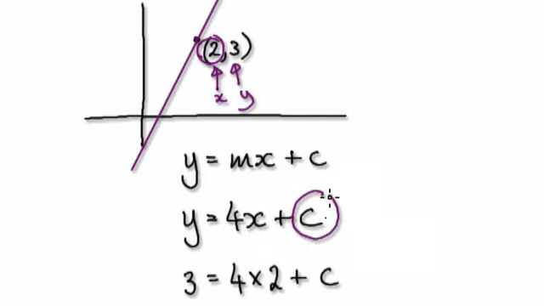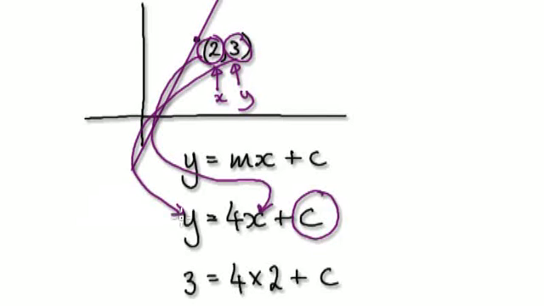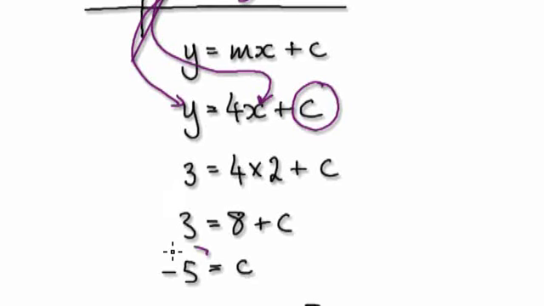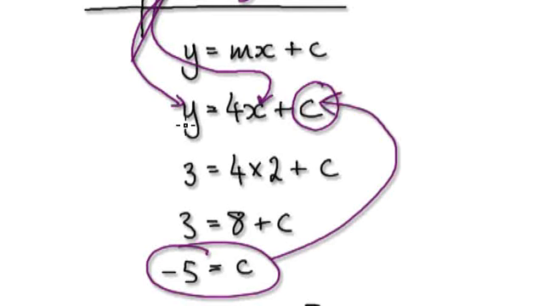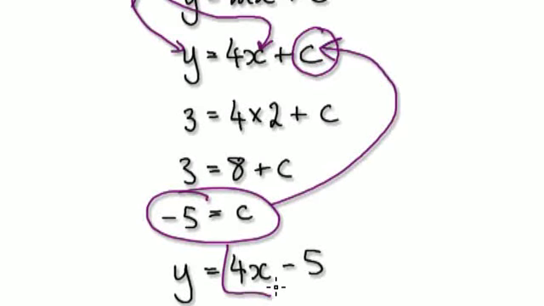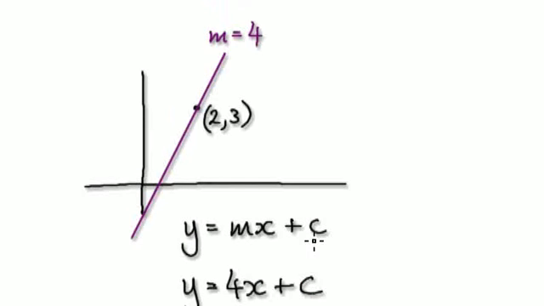Don't forget, we still need to know c here. So you would put this x into here. Okay, and then you would put this y into here, and then work backwards to find out c. Once you've got your c, then you can put it back into your original equation. Okay, so your equation here would be 4x minus 5. The point that I'm trying to make here is that whenever you know the gradient and you know one particular point, you can always come up with an equation for that straight line.